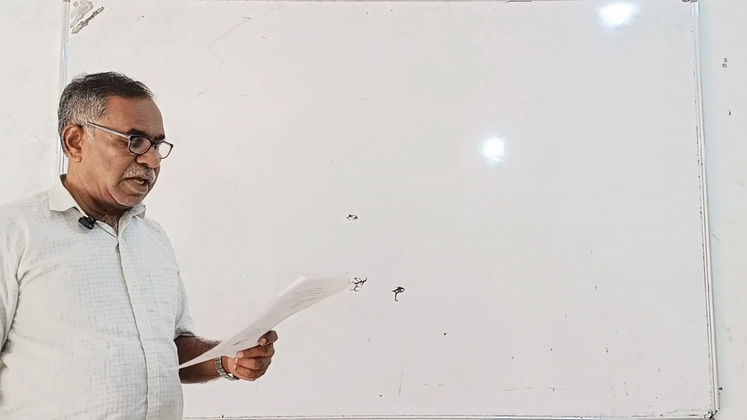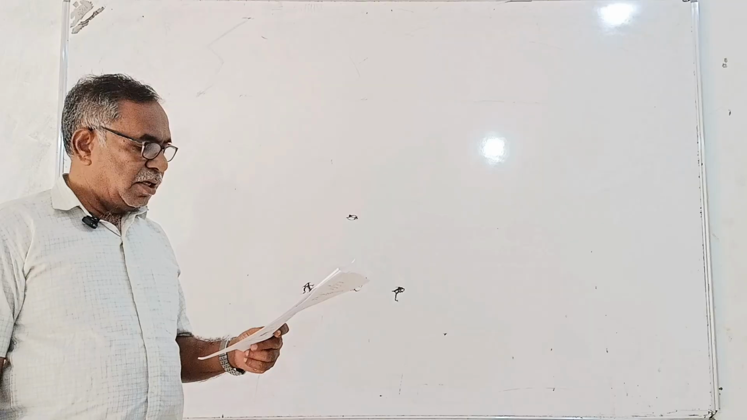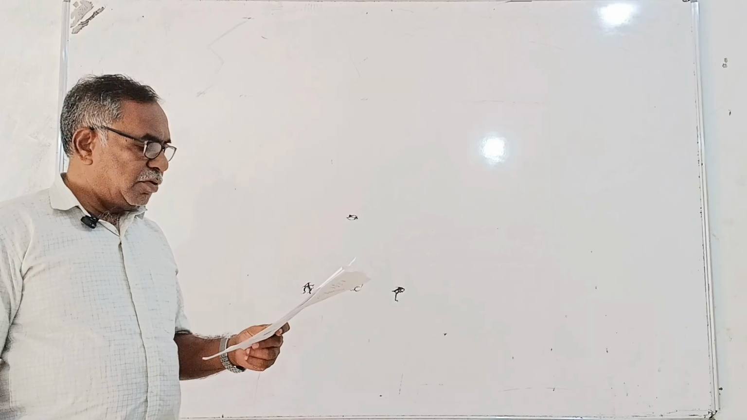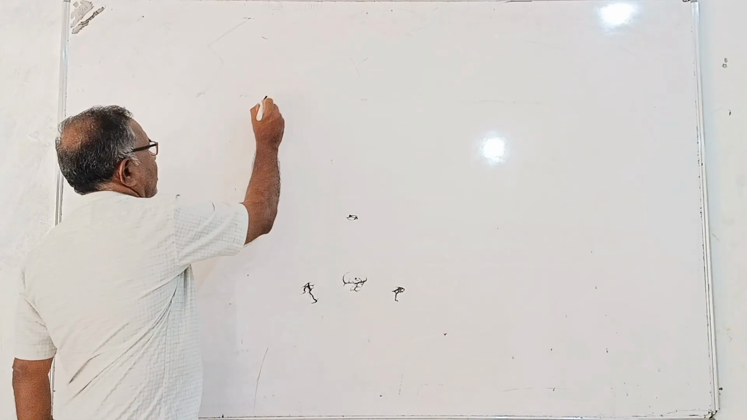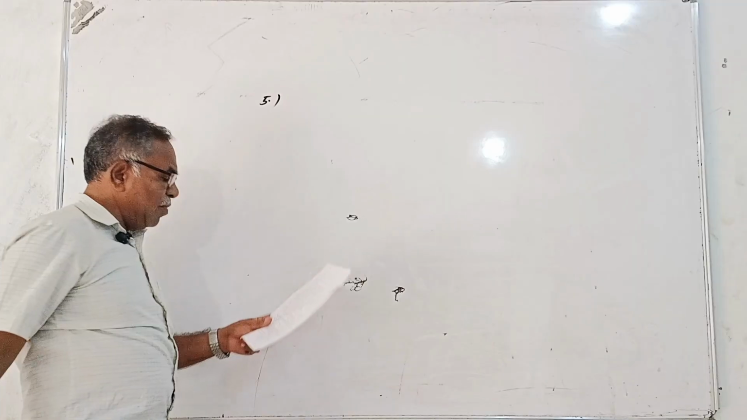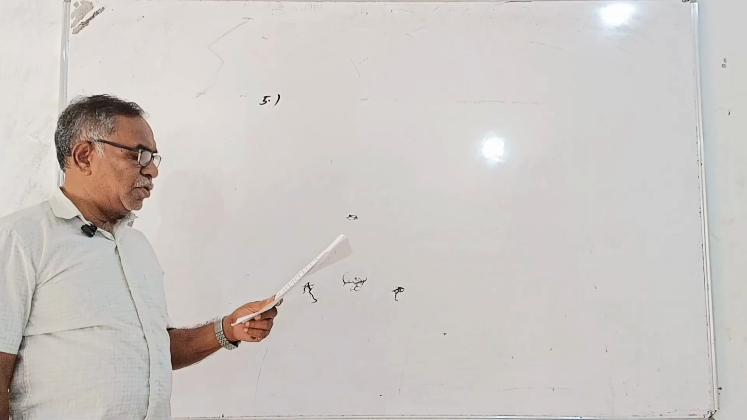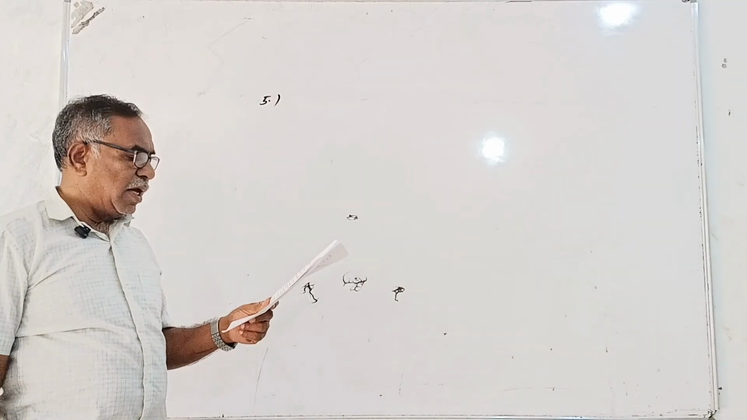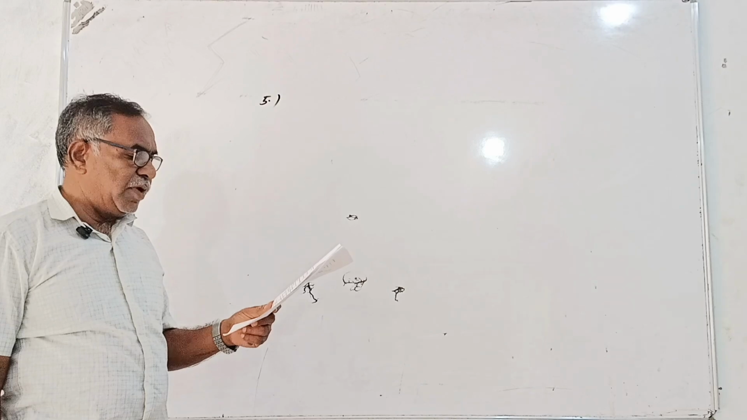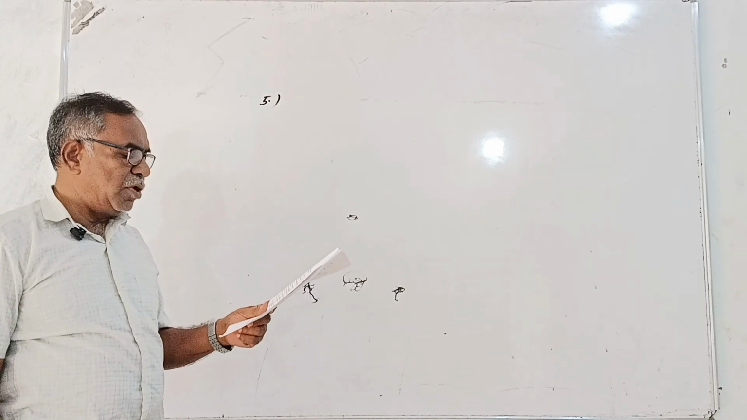Answering the sample question number C. Question number 5. The atomic number of an element is 22. Write the subshell electronic configuration of the given element. Which group does it belong to?